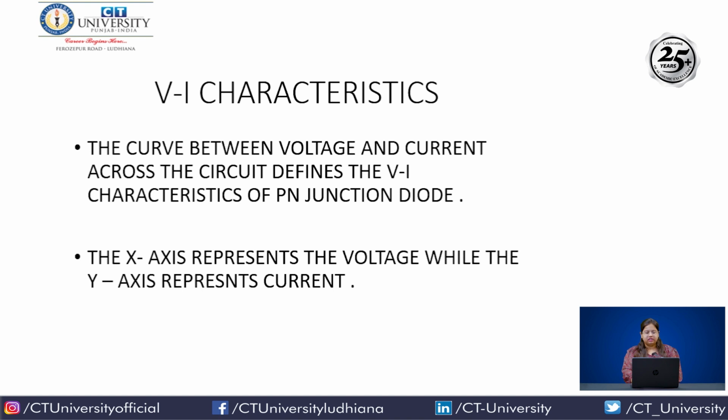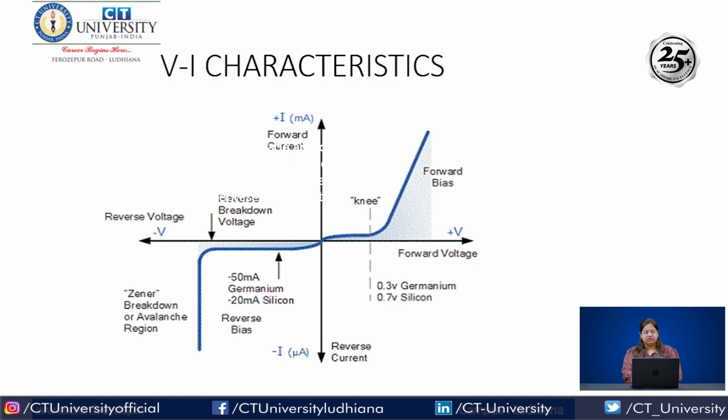The curve between voltage and current across the circuit defines the VI characteristics of the PN junction diode. The x-axis represents the voltage while the y-axis represents the current. This is the holistic diagram for the VI characteristics of a PN junction diode. In the first quadrant, it represents the forward current and forward voltage, and in the third quadrant, it represents the reverse voltage and reverse current. At a point, we have the knee voltage in the forward current and forward voltage, and in the reverse voltage and reverse current, we have the reverse breakdown voltage.